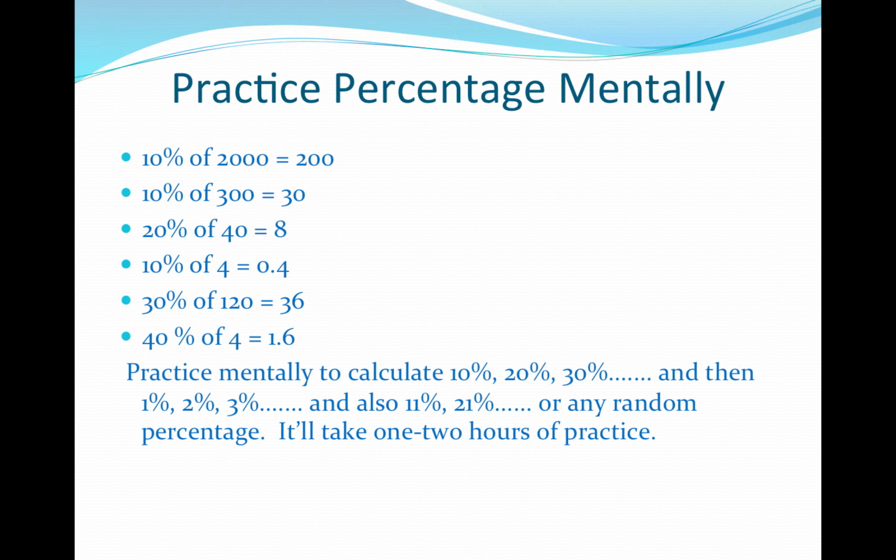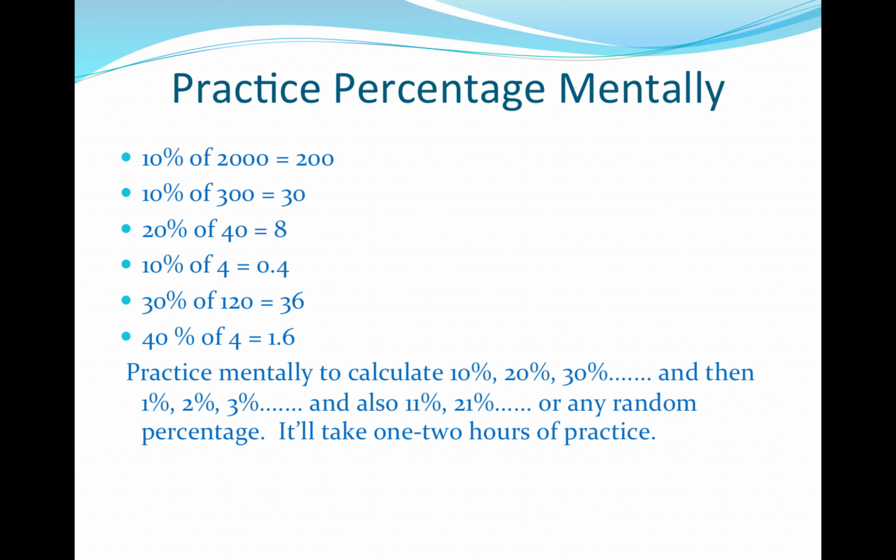Now, to find 20%, first find 10% and then just double it. So 20% of 40 is 8. How? 10% of 40 is 4 and double of 4 is 8. Now 10% of 4 is just divided by 10. So 4 divided by 10 is equal to 0.4. So 10% of 4 is 0.4.